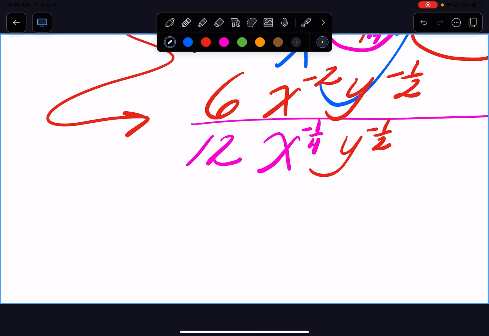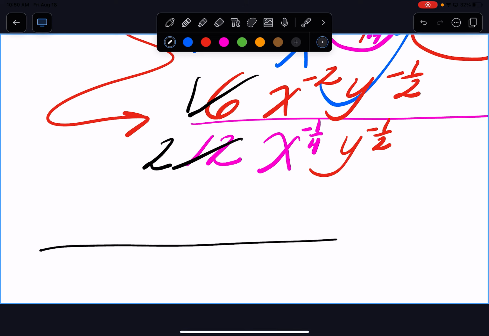Divide 6 and 12, and we have to do this correctly. We're not going to be the sad soul that doesn't divide fractions correctly. This becomes a 1, and this becomes a 2. So now we're going to draw a fraction line. We have a 1 on top, I'm not going to write it, and a 2 on bottom.